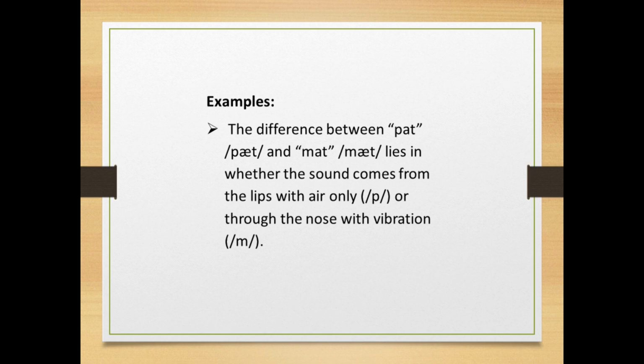Now we have the lips. These are used for sounds like p, b, and m. We also have the nasal cavity, which allows nasal sounds like m, n, ng.